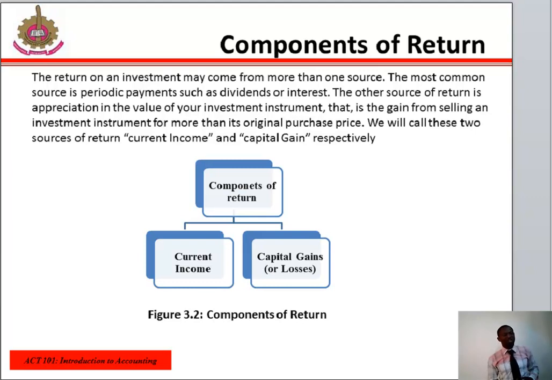Capital gains or losses. The second type of return is concerned with the change in the market value of an investment. Investors pay a certain amount for an investment from which they expect to receive not only current income but also the return of the invested funds sometime in the future. The amount by which the proceeds from the sale of an investment exceed its original purchase price is called a capital gain. On the contrary, if an investment is sold for less than its original purchase price, we have what is called a capital loss.